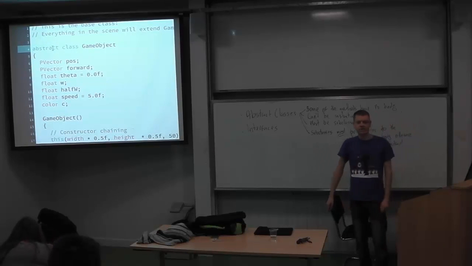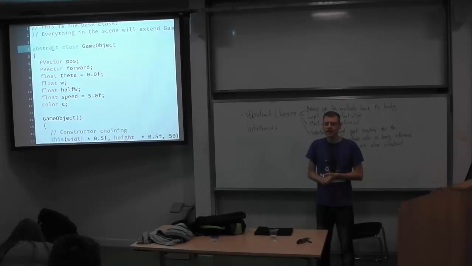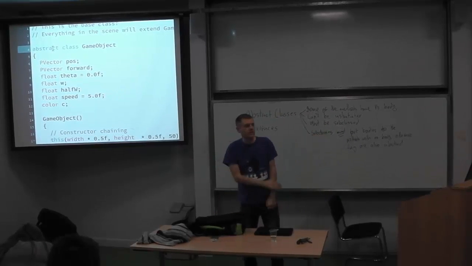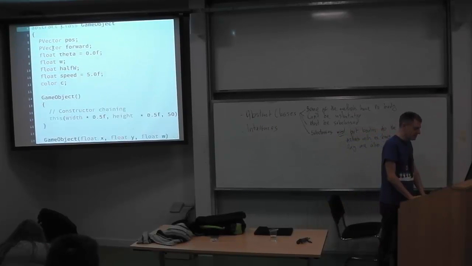Abstract class GameObject. Now we cannot instantiate a GameObject. We can't instantiate a GameObject directly. We can only instantiate subclasses of it. So if you have the code from last week and the solution to the lab, then do this with me, okay? And follow along. So now GameObject is abstract.